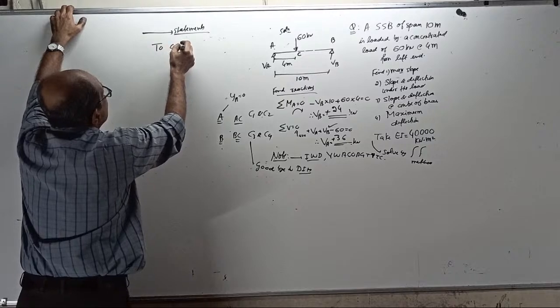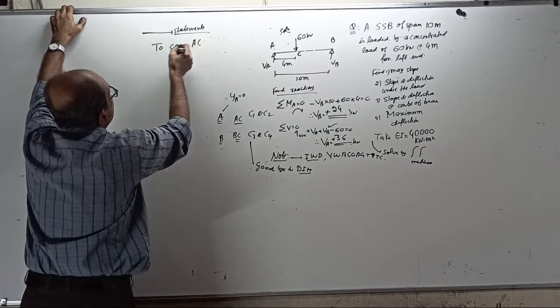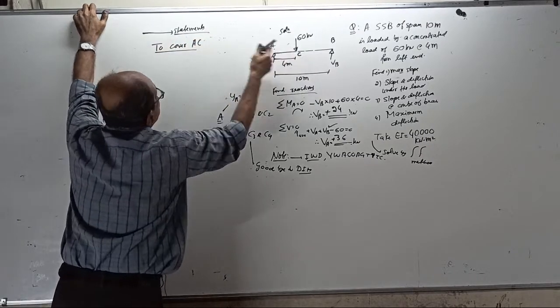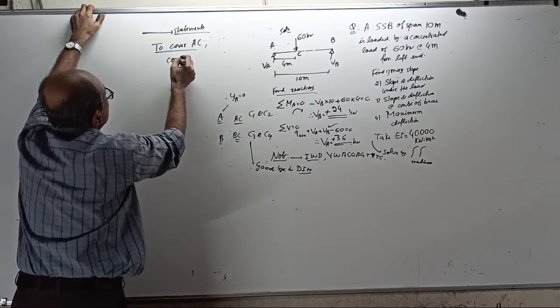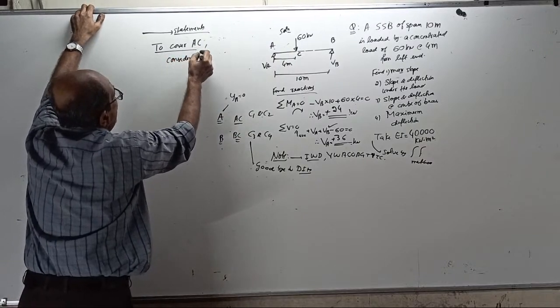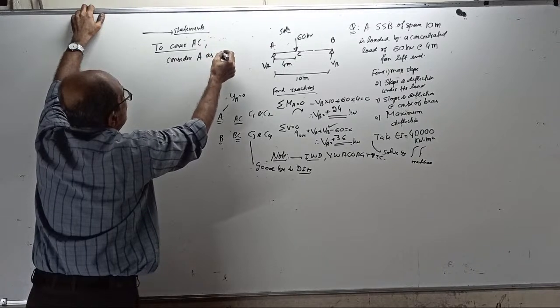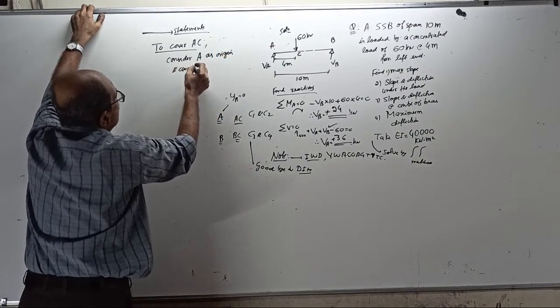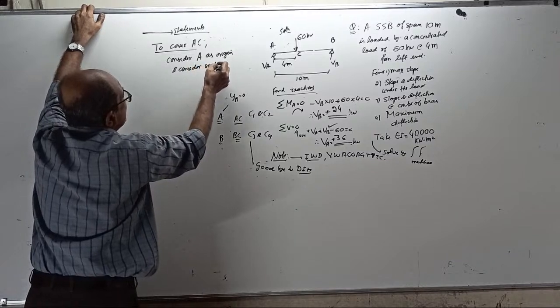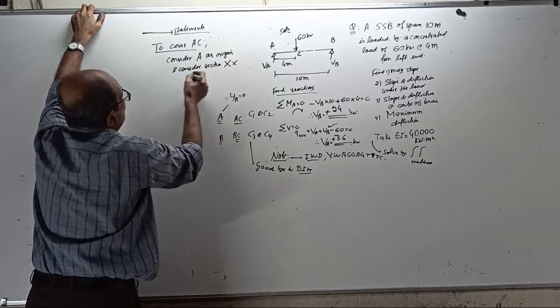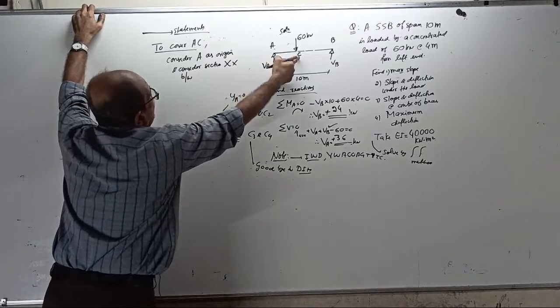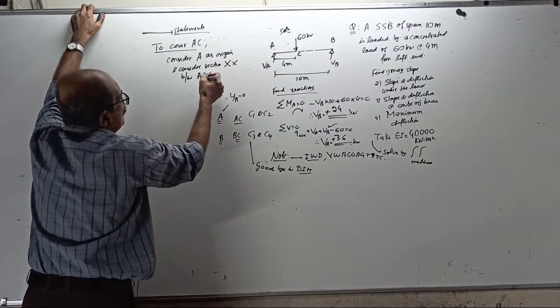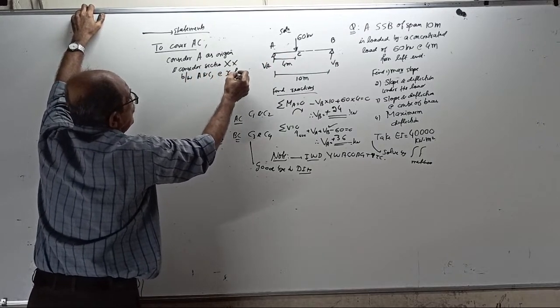To cover the AC portion, consider A as origin and consider section XX between A and C, at X from A.